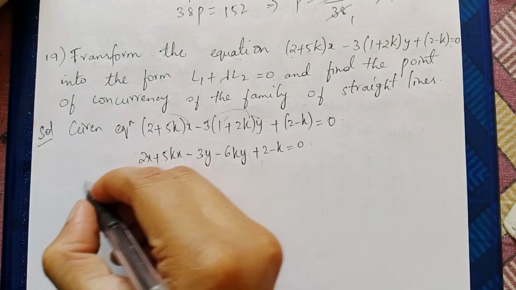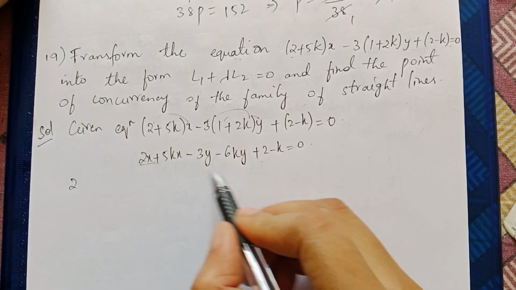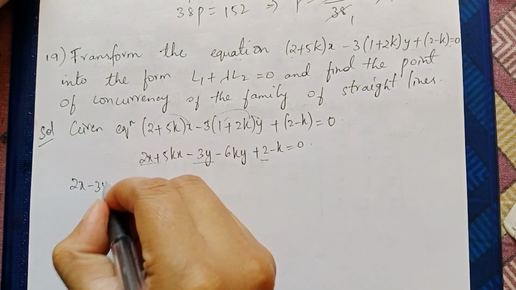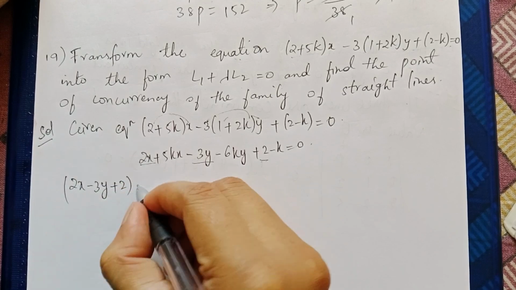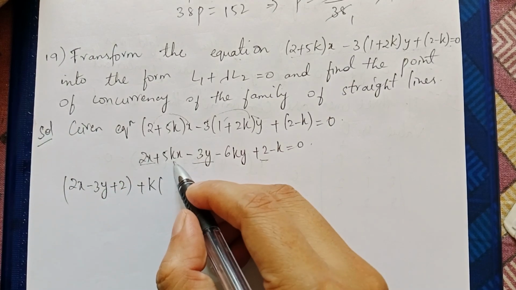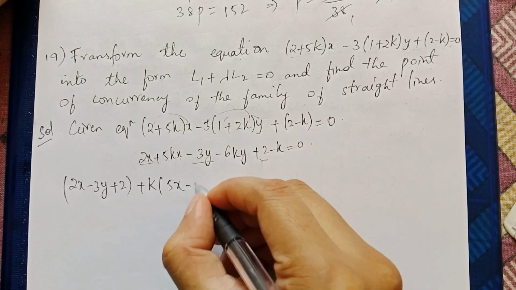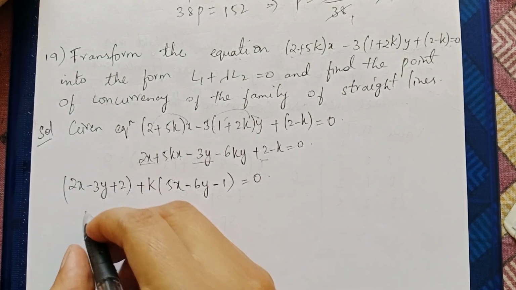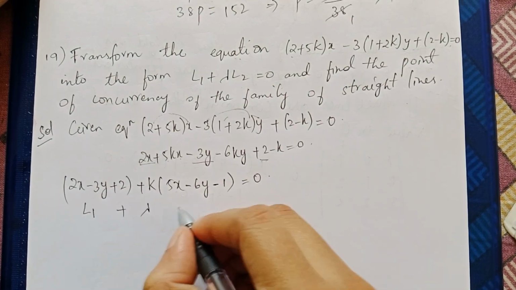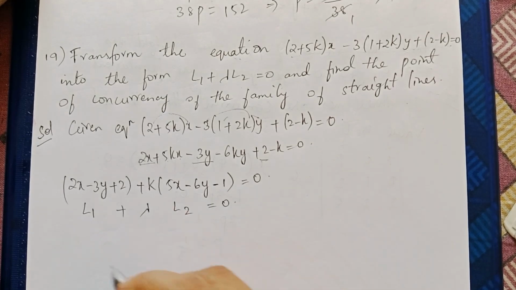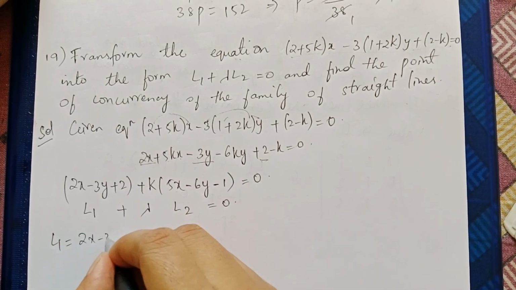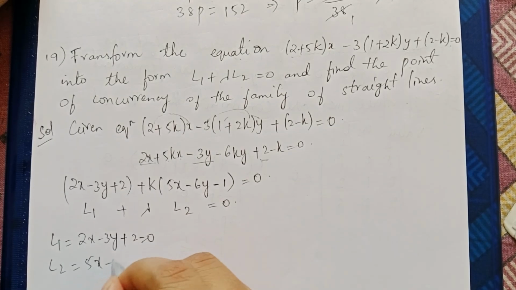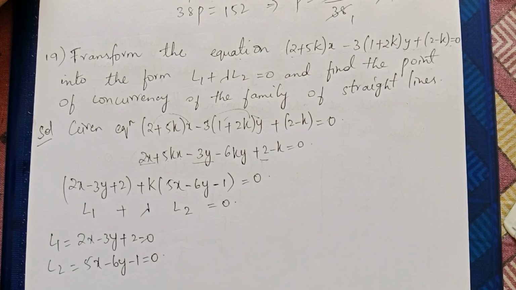plus 2 minus k equals to 0. So writing the equation here, taking all the terms not having k in it, so it is 2x minus 3y plus 2, and taking k common from the remaining terms, so we'll be left with 5x minus 6y minus 1 equals to 0. So this is in the form of L1 plus lambda L2 equals to 0. So the L1 value is equals to 2x minus 3y plus 2 equals to 0, and L2 is equal to 5x minus 6y minus 1 equals to 0.